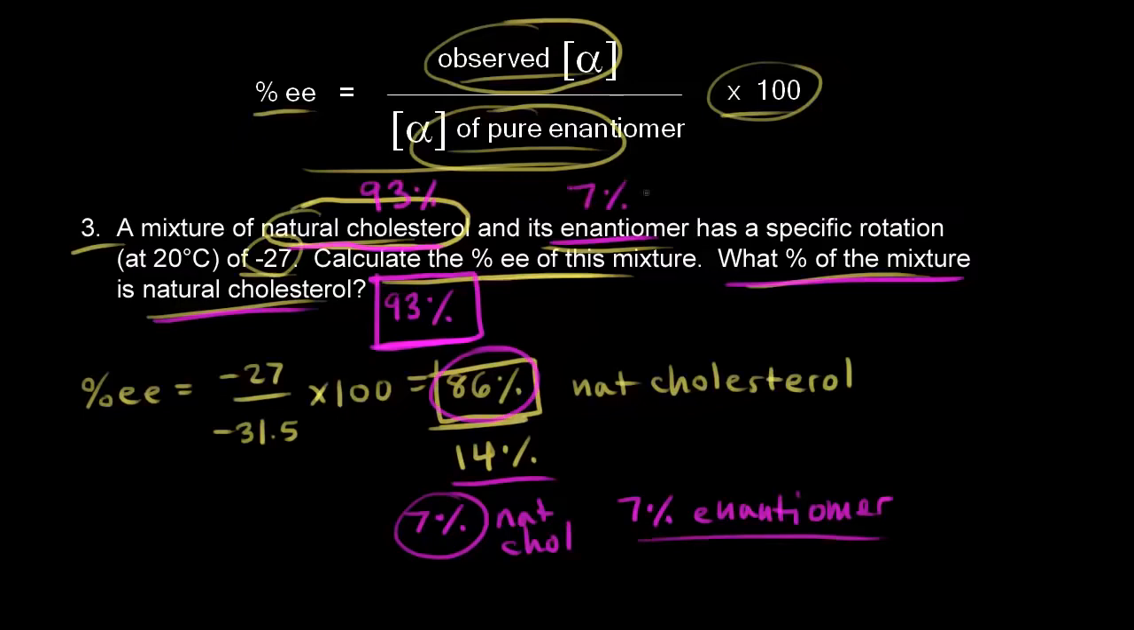Also, we know from the previous problem that the percentage enantiomeric excess is equal to the percent of one enantiomer minus the percent of the other enantiomer. So we can say that the percent enantiomeric excess is equal to 93% minus 7%. And 93 minus 7 is 86%, which is what we got in our calculation down here. So that's just a nice little check to make sure you did the problem correctly.